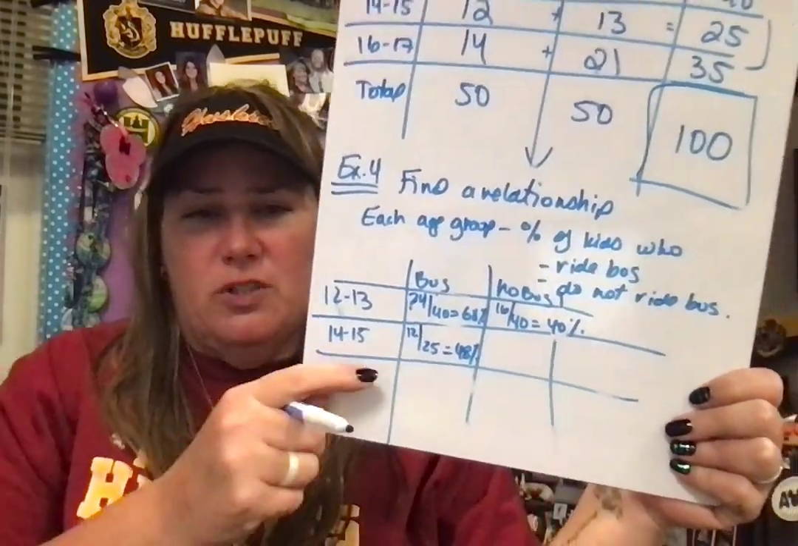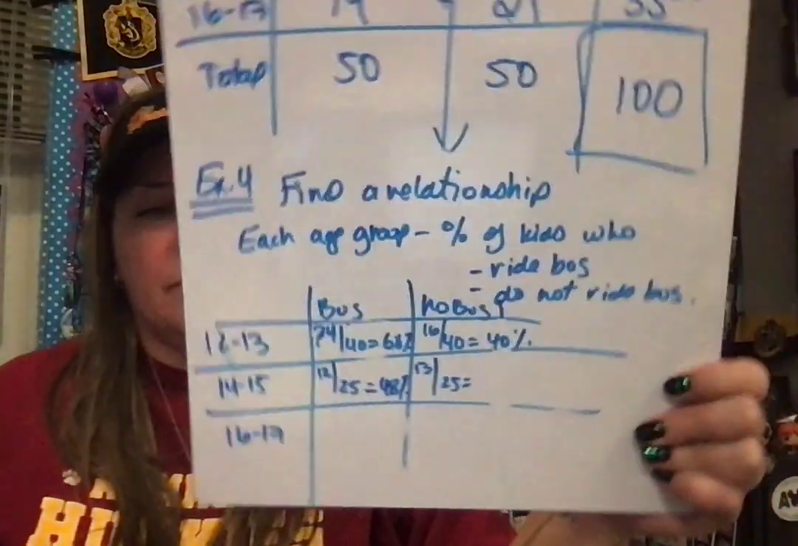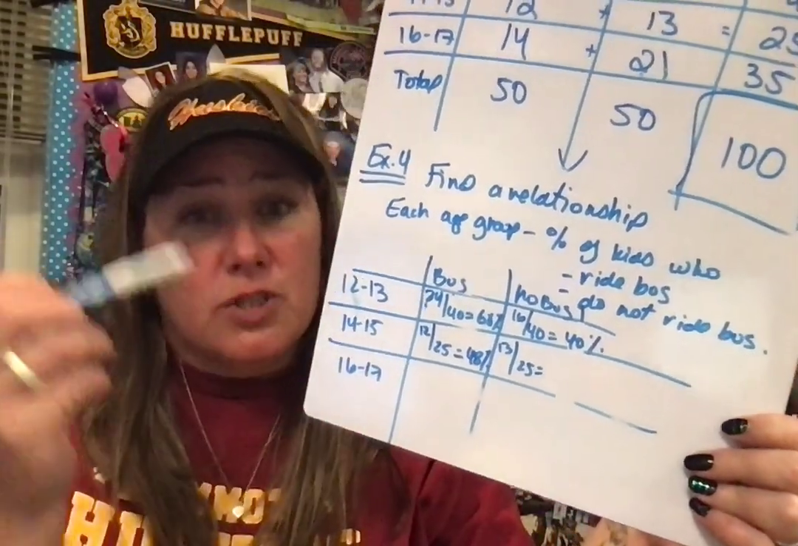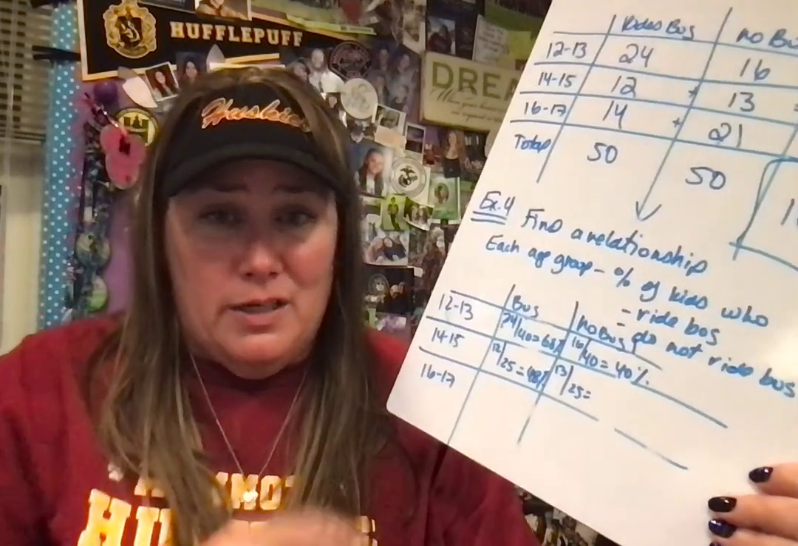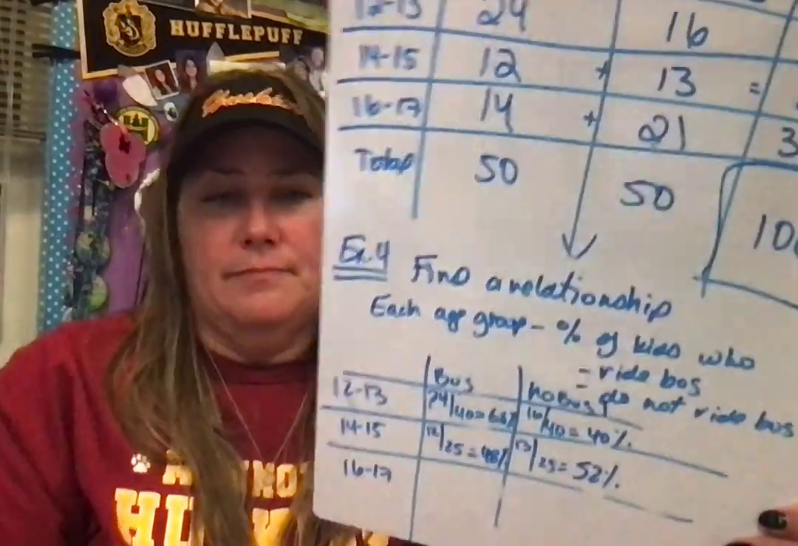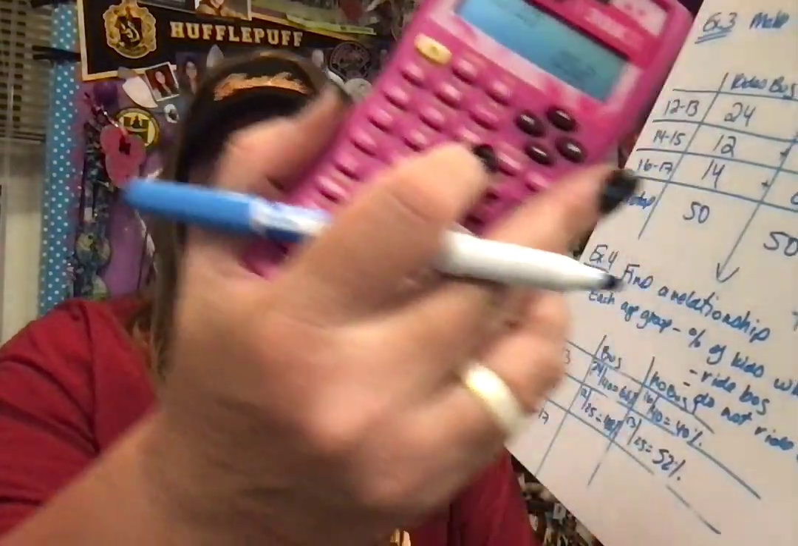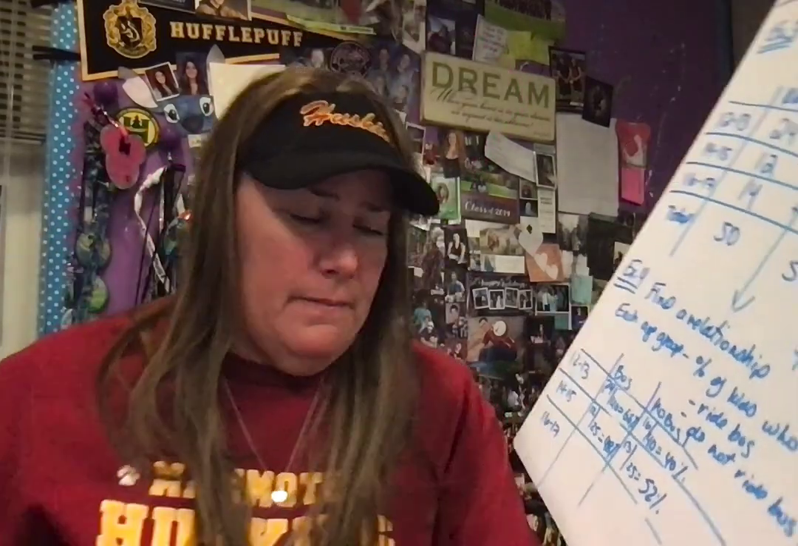Okay. Now 14 to 15 of kids who do not ride the bus. So that is 13 out of 25. You can do the math, 13 divided by 25 on your calculator. Or, what's 100 take away 48? Hopefully you got 52%. If you don't believe me, 13 divided by 25. Or just multiply by 4. Look at that. Boom. Okay?